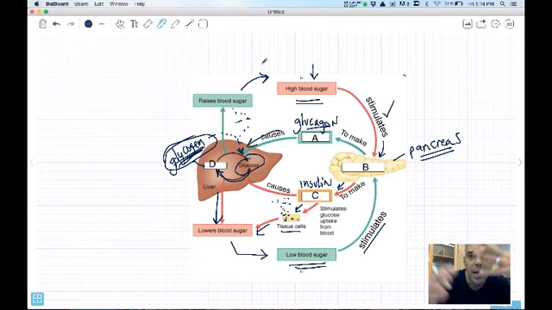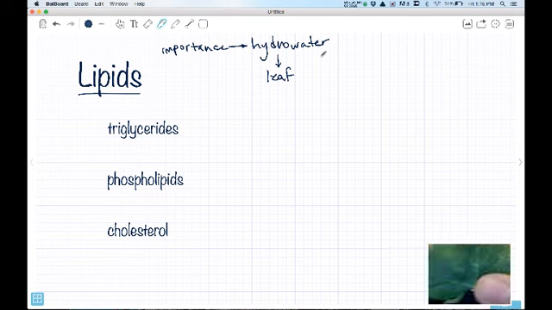Lipids! Lipids are your fats, your oils, and your waxes. We said their importance or their use: one of the main things is they're hydrophobic. They're so afraid of water. This makes things waterproof, like leaves. Leaves don't want to absorb water, so they are coated in lipids.